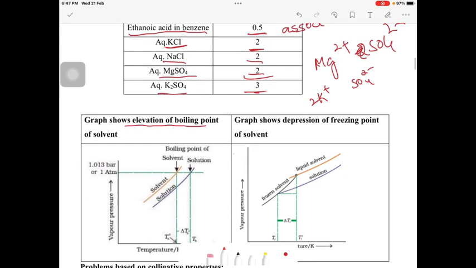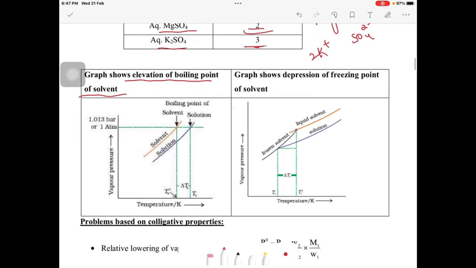The graph shows elevation in boiling point of the solvent and depression in freezing point of the solvent. The graphical representation is vapor pressure versus temperature. Here Tb naught is the boiling point of the pure solvent, and Tb is the boiling point of the solution.